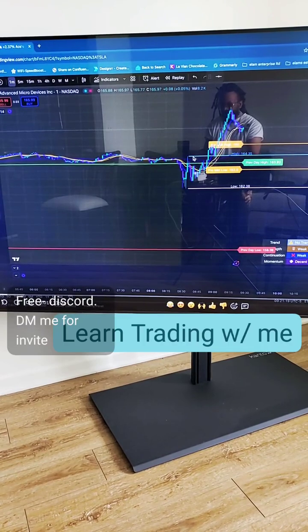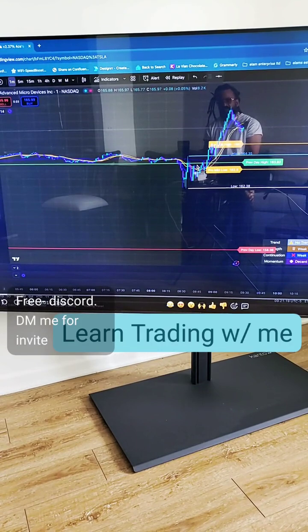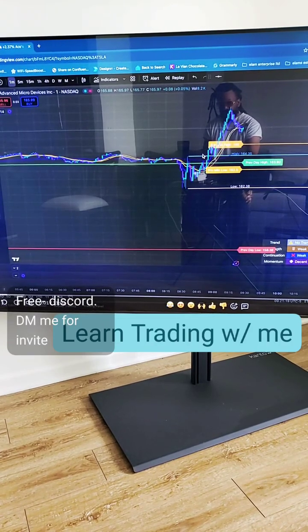This light blue line and this light, I think this is pink line here. Now I use the breakout and retest strategy. It's a very, very simple strategy anyone can learn. And so what I wait for is either two things.